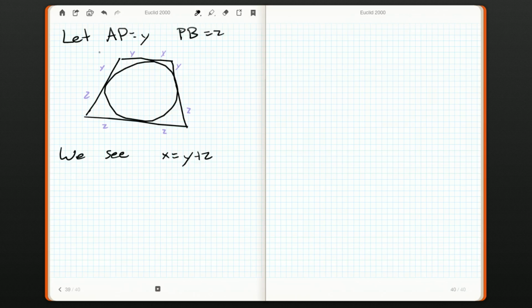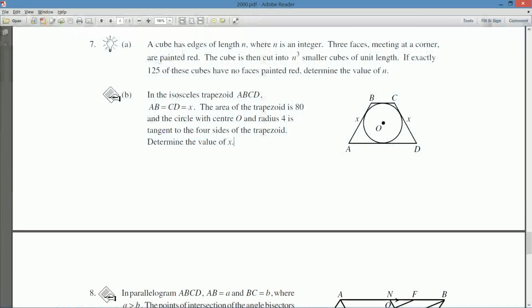We can also see that A, B, C, D, AD is equal to 2Y, and BC is equal to 2Z. Now, why do I single these two out? Well, we're given one other piece of information to help us solve the question, and that is the area of the trapezoid. We haven't used that yet. We haven't even used that the radius is 4. All we've done is we found these points of tangency.